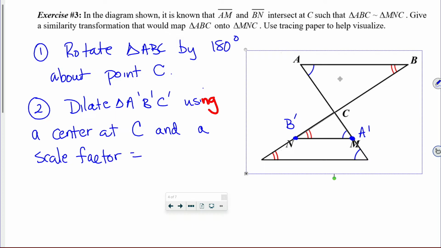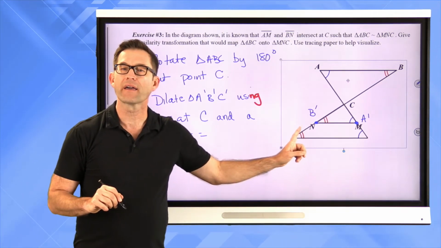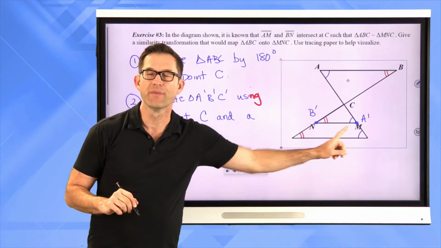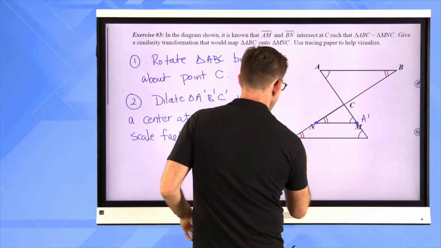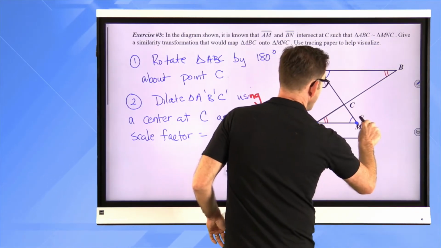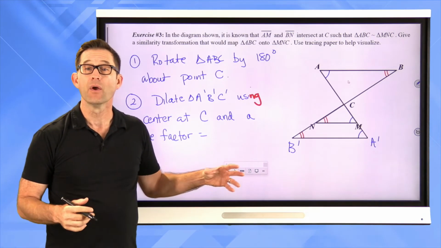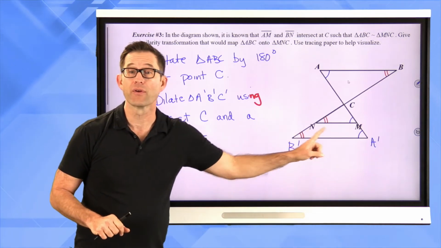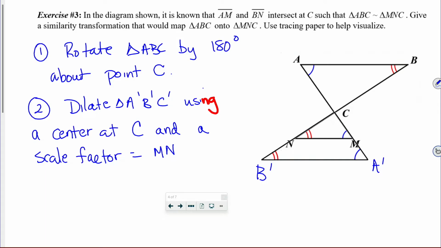equal to, well, what do I want to do? I kind of like MN, this one, divided by, oh shoot, that's not where B prime is. B prime is down here and A prime is down there. My apologies for that. Those are just M and N, right? So I can now do the scaling factor, which takes my new length, the length I want, my image length, MN, and dividing it by its corresponding pre-image length, which is AB.